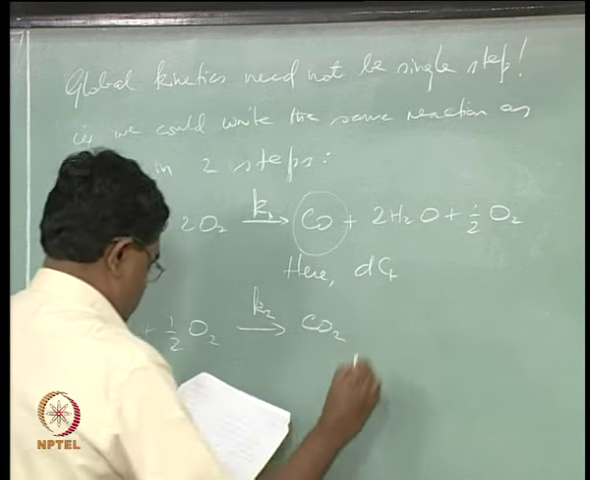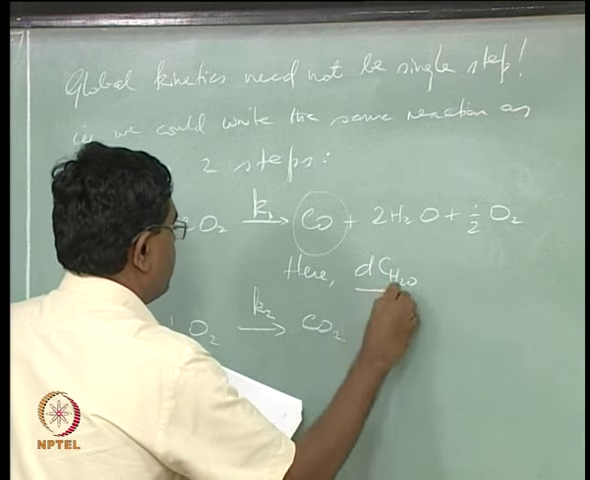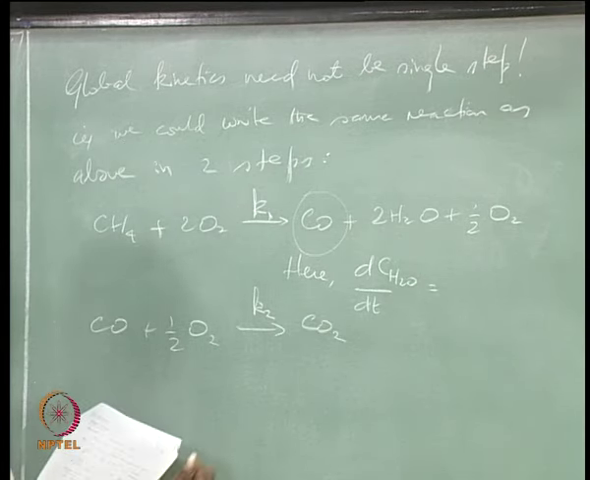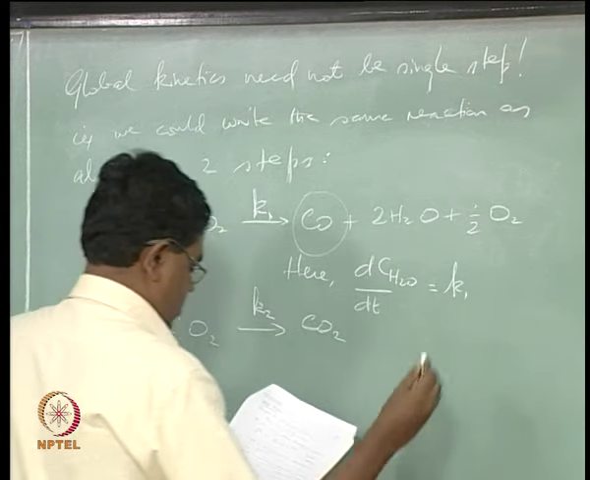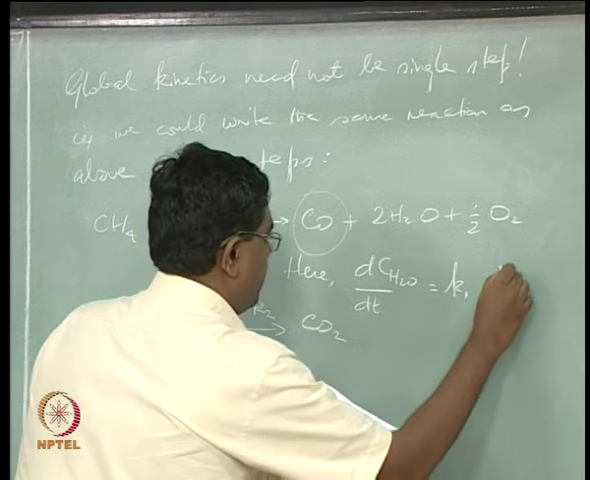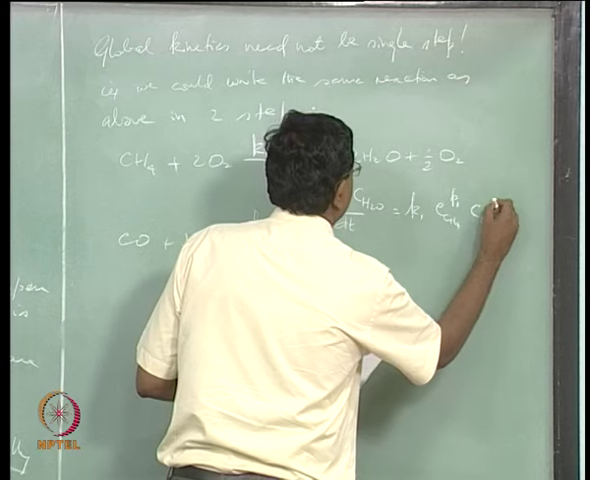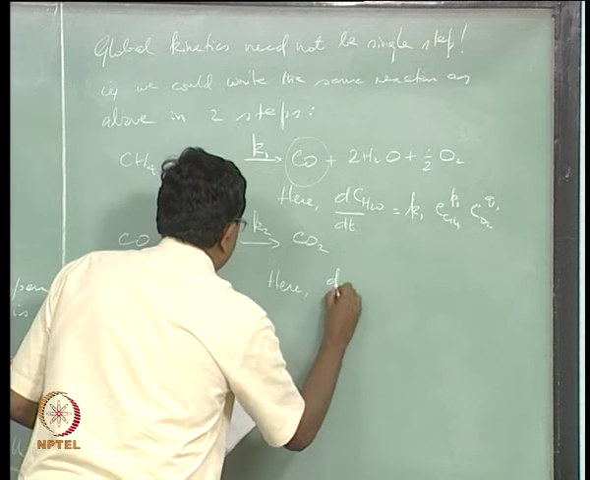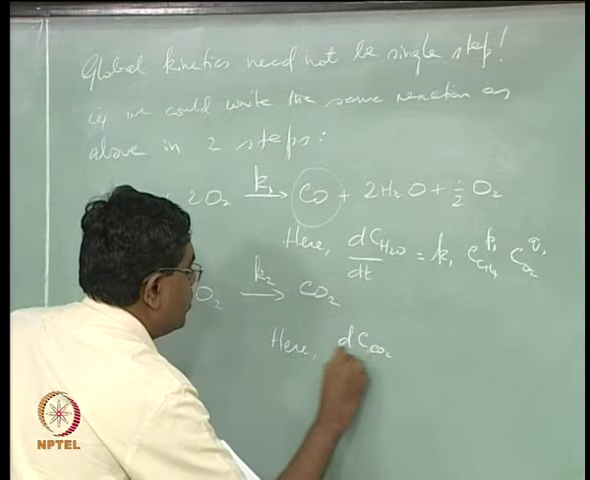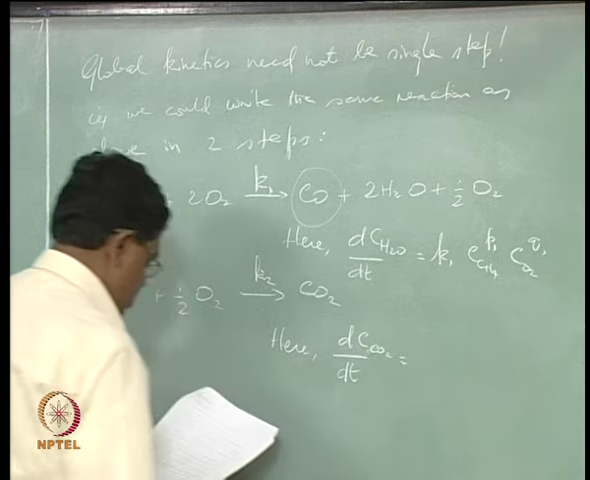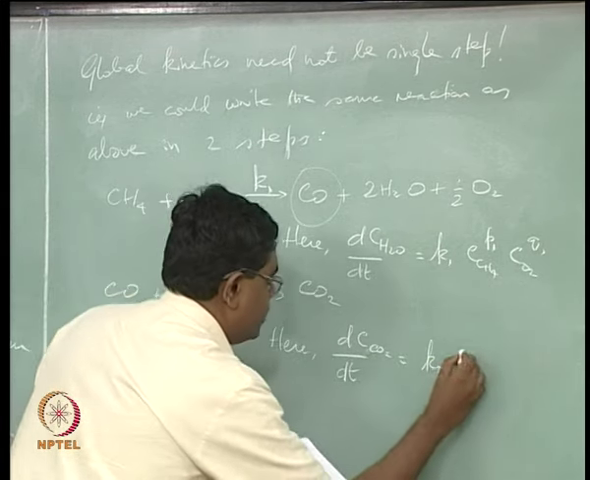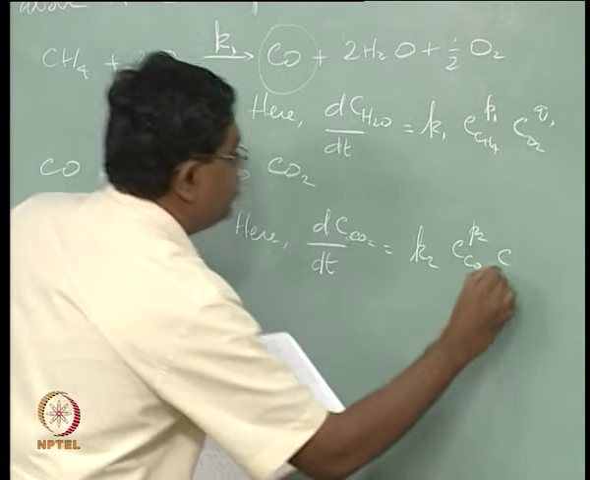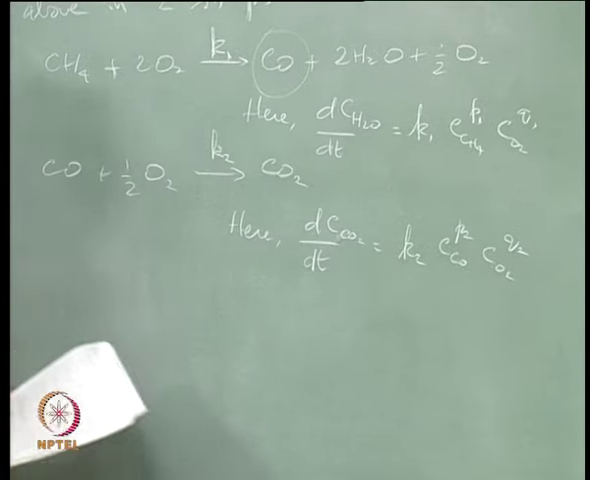So we will try to fill the gap here. d[CH2O]/dt for example equals, you could write this for CO as well, let us just do this, K1 [CH4]^P1 [CO2]^Q1, and here we say d[CO2]/dt equals K2 [CO]^P2 [CO2]^Q2.